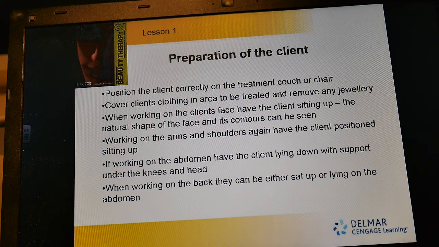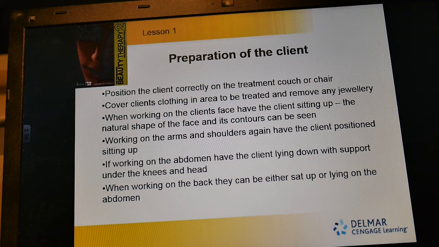When you're working on the client's face, you must have them sitting in an upright position, mainly because you get to see the natural face shape, and you get to see its contours a little bit easier, so you get a more accurate and well applied makeup from that.